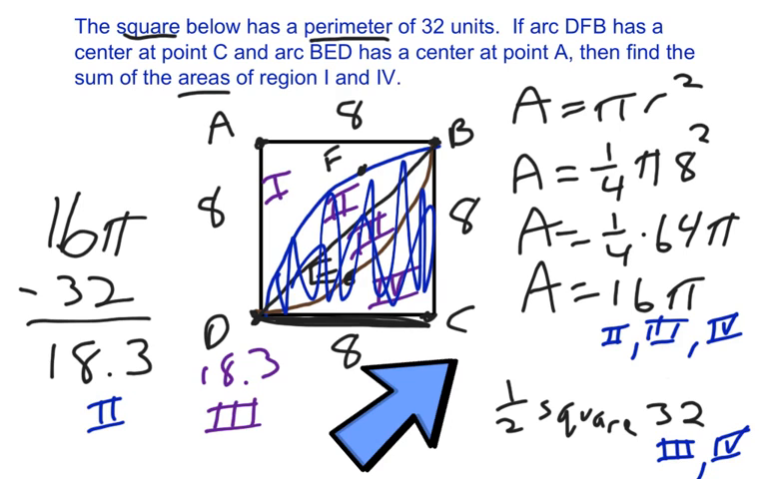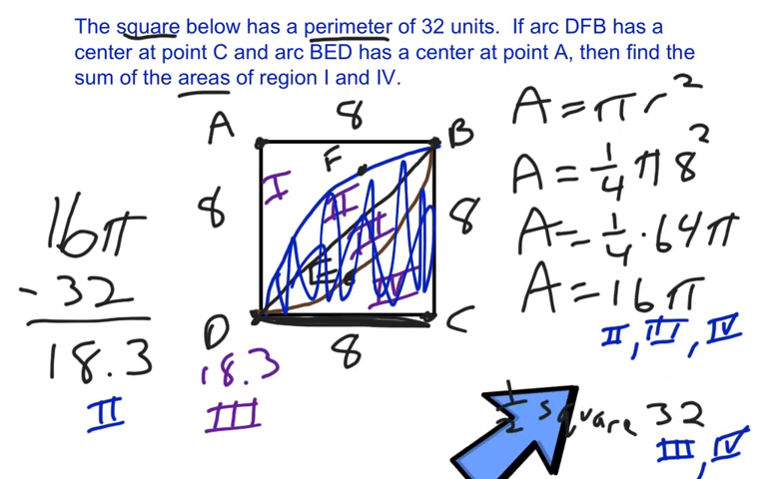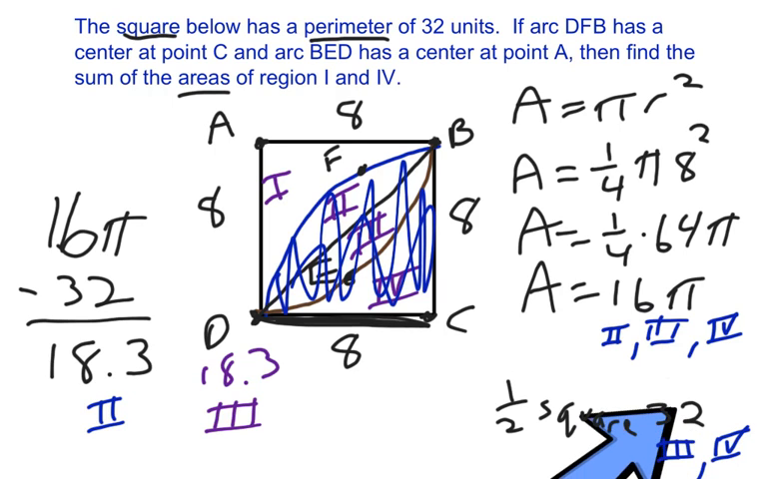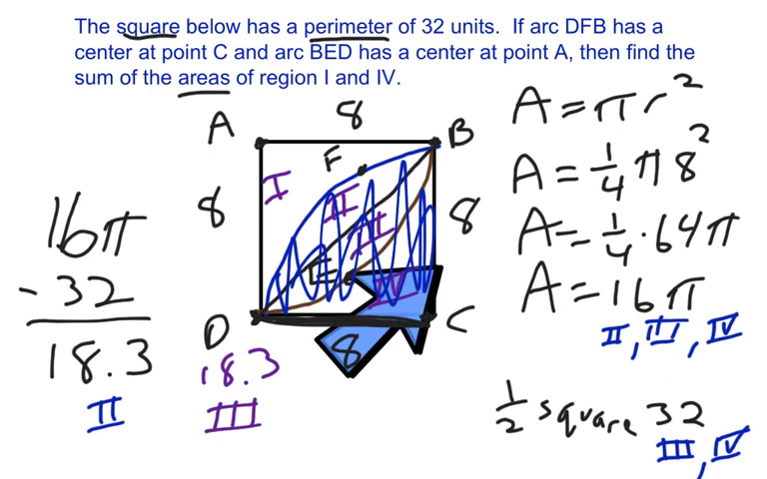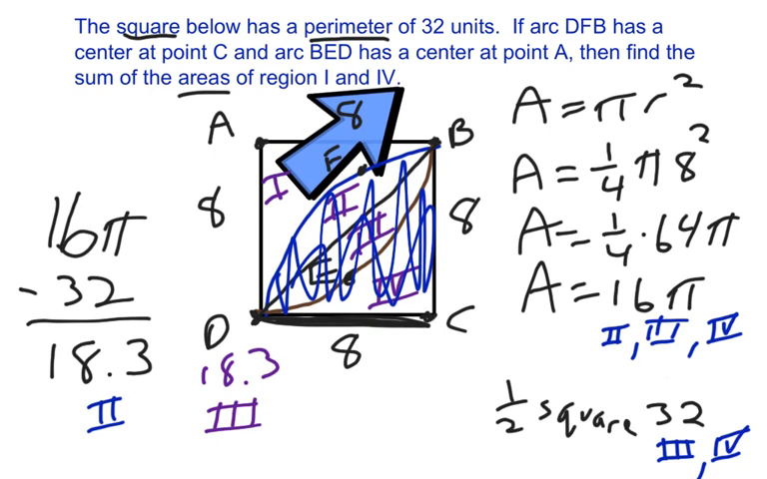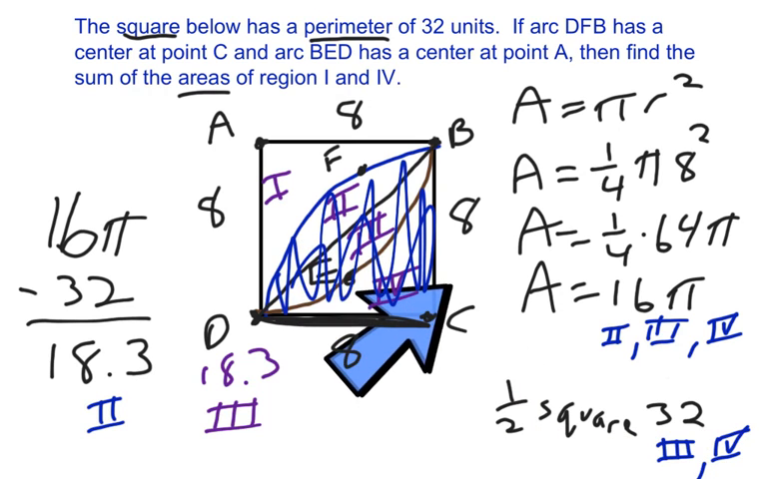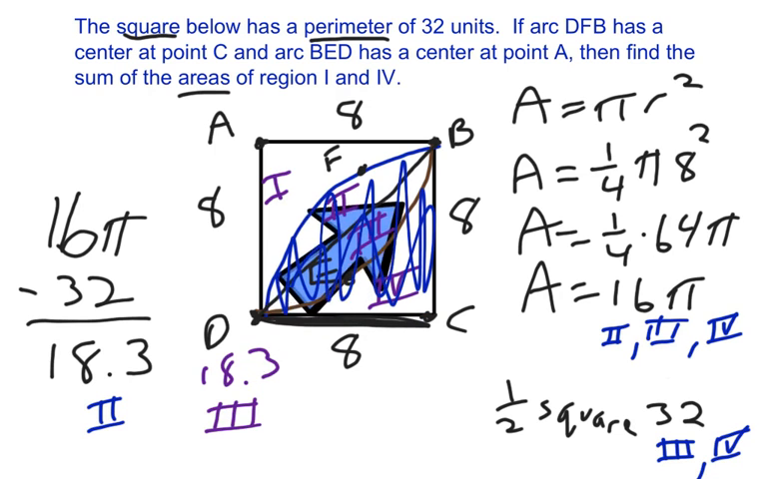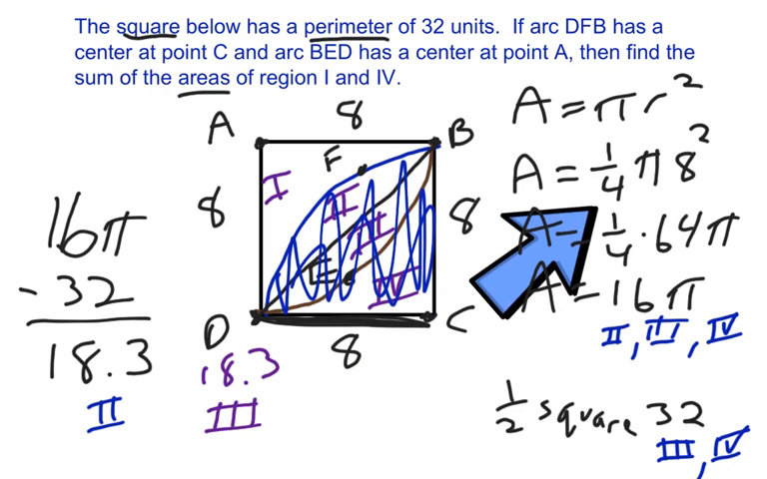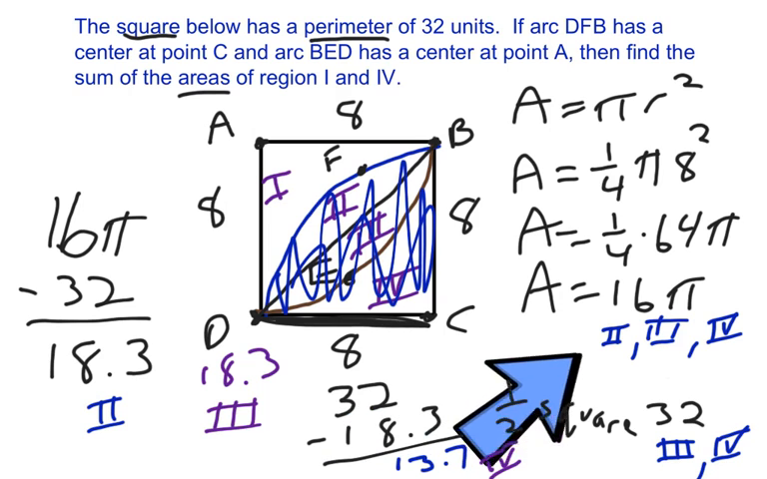And now look at what you know. You know region 3 and 4 is 32. You know the area of region 3 is 18.3. So how can you just find the area of region 4? Because that's what the question wants. That's right, we would subtract. So we would take our 32, the region 3 and 4, this triangle, subtract out the region 3, that arc portion, and that'll give us the area of region 4. So that's what I'm going to do next. And that gives me 13.7 for the area of region 4.